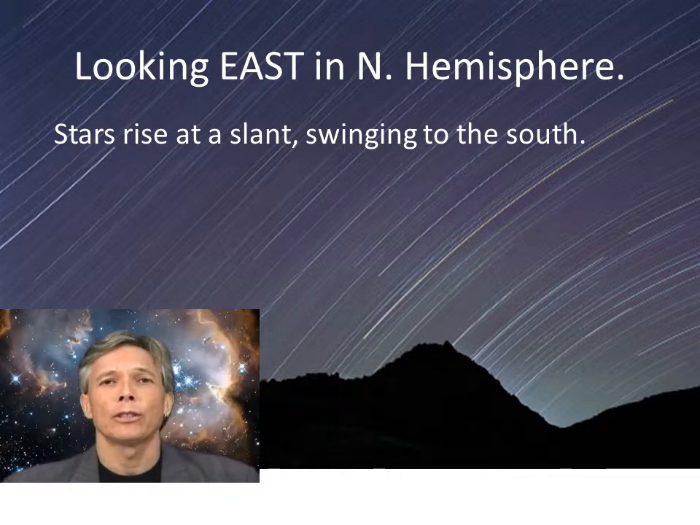The apparent motions of the stars in the night sky depend on your position on the Earth's surface. At a northern temperate latitude, the stars rise in the east and set in the west, and they travel on slanting paths across the sky.